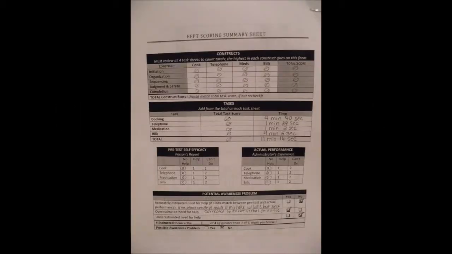Chase scored a 0, which is independent in all functional tasks of the assessment. He did not show any deficits in initiation, organization, sequencing, judgment and safety, or completion. Although he made a slight error in the paying bills task, he was able to self-correct without any verbal guidance.